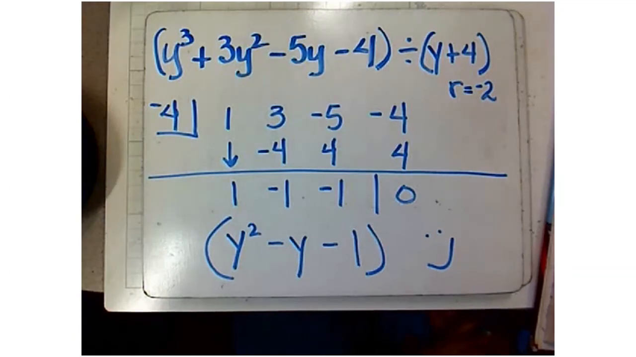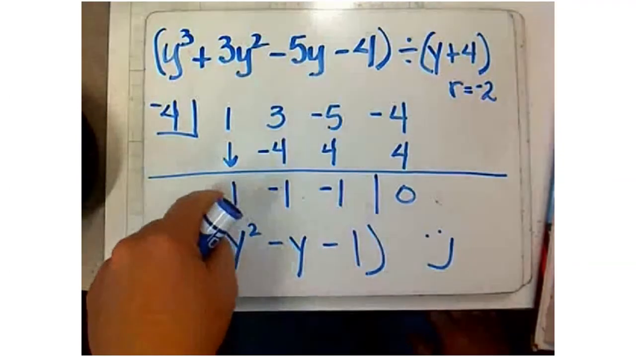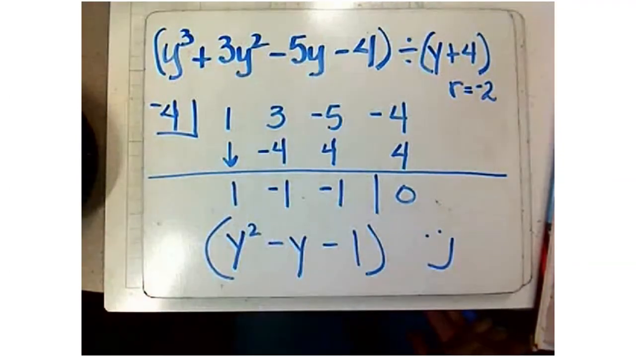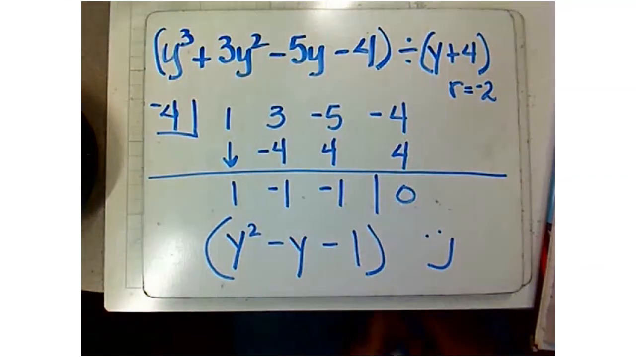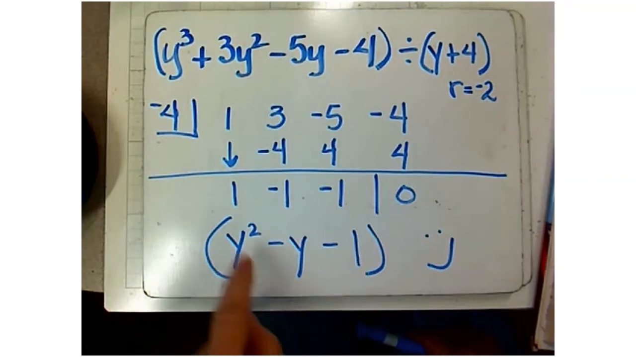That's a good thing, right? Now you have the coefficients of your answer: a 1, a -1, and a -1. They're using y's, and the original problem started with y to the third. So you're going to start with y to the second, because you divided out, you factored out one of the y's. So your first term is y to the second.